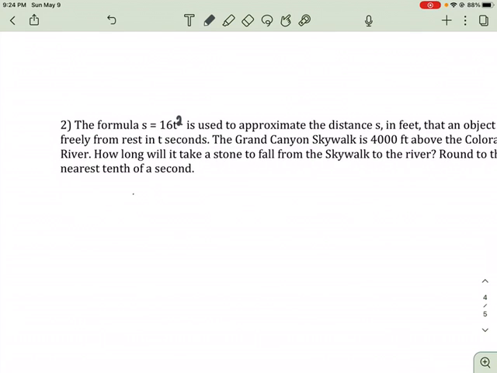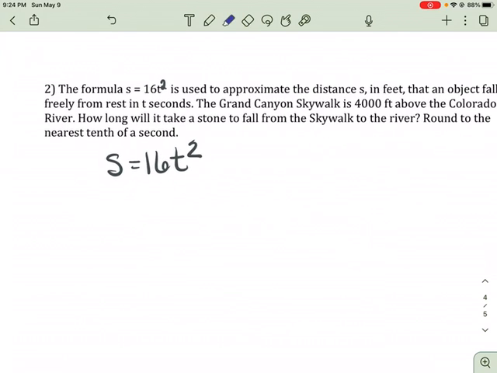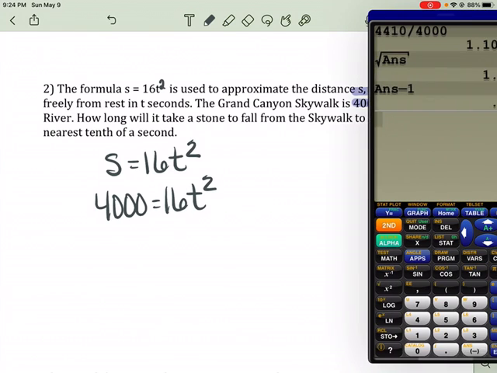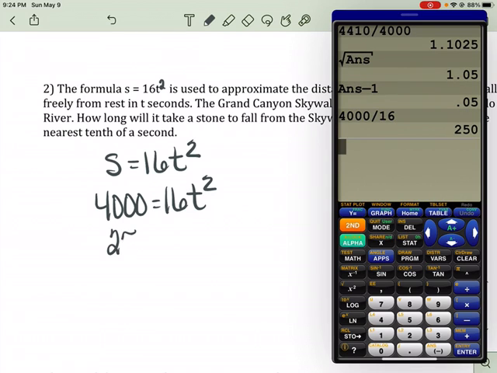So our formula is s equals 16 t squared. We know s because 4,000 feet is our distance. s is our distance in feet, so we make sure it's in feet. So 4,000 is equal to 16 t squared. We need to divide 4,000 by 16. So it's 250, it's t squared. So we're going to square root both sides.